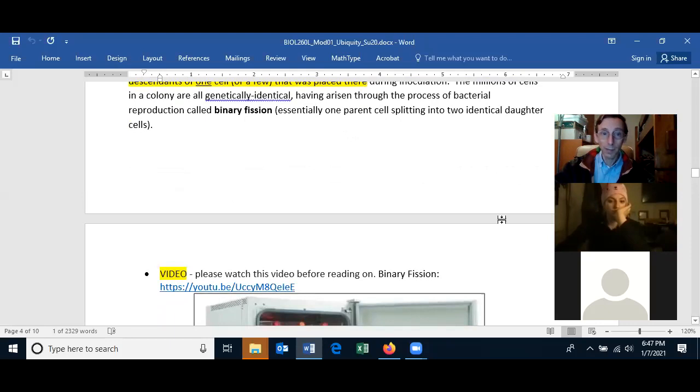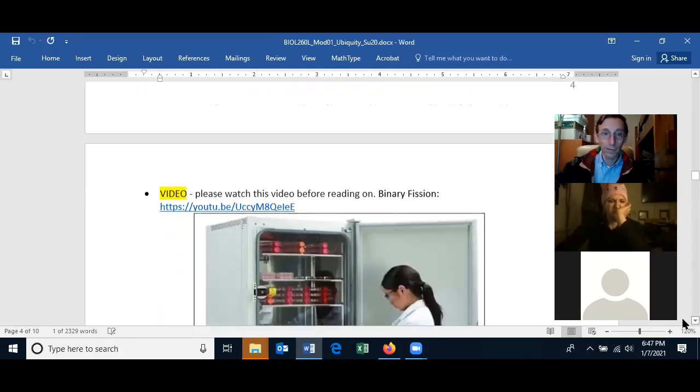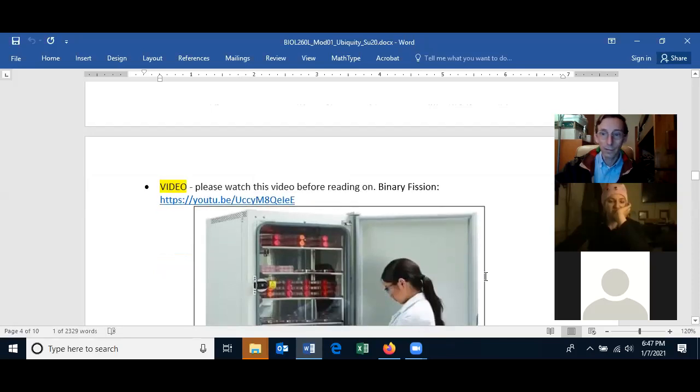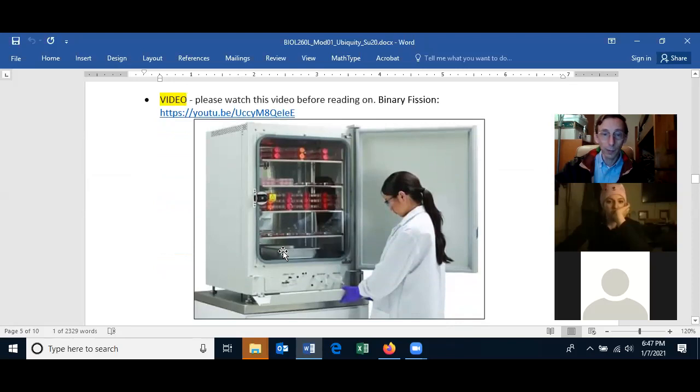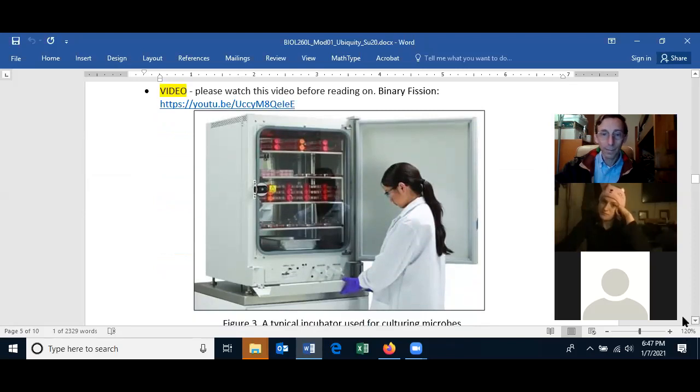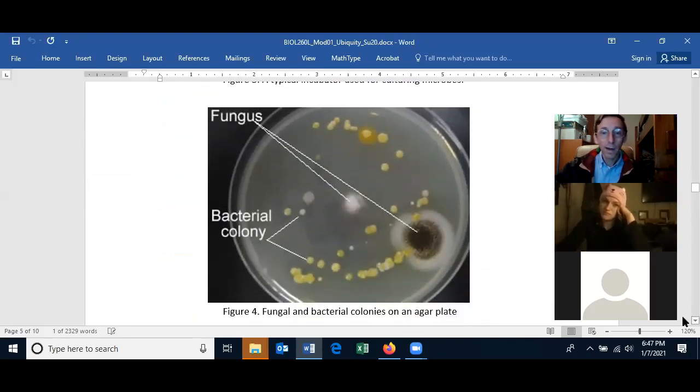Cells usually grow by binary fission, and we have a video for you to watch on binary fission. And there's an incubator for growing media, supplying moisture. And the incubator usually warms up over room temperature.